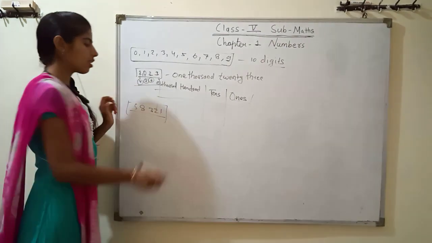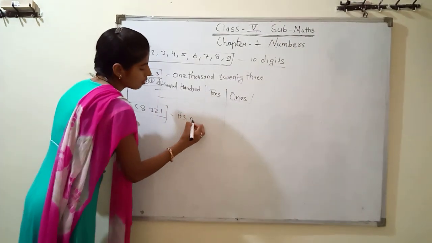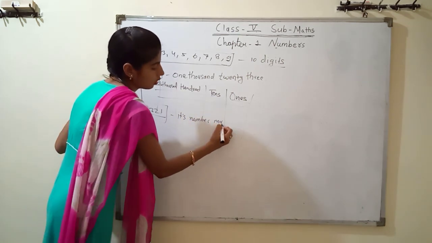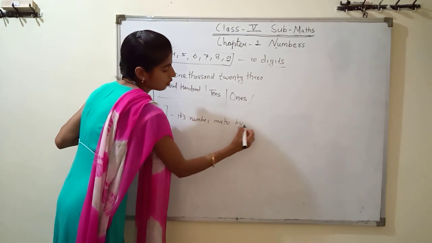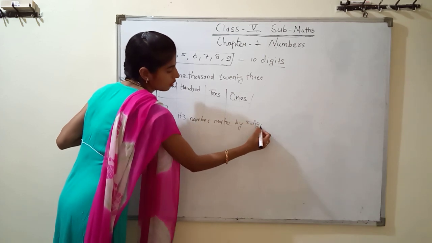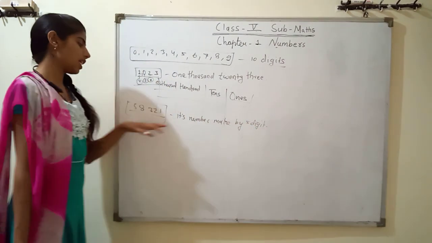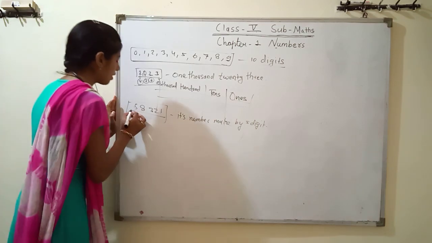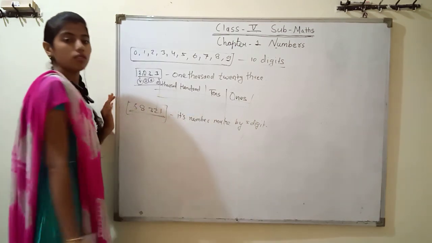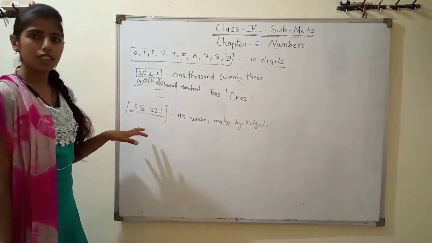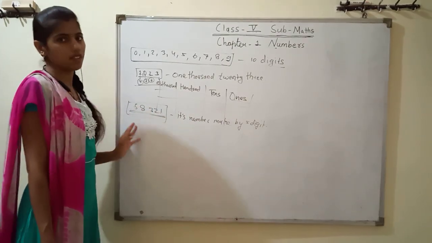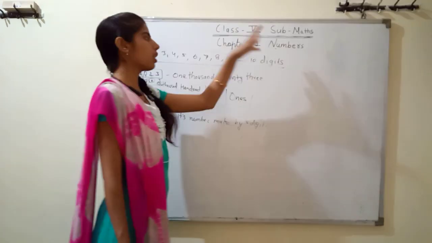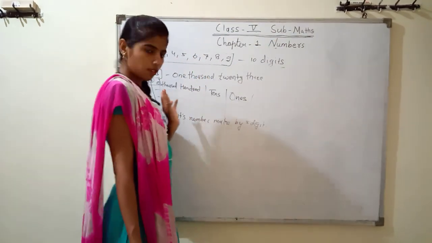Then we can say this number is made by 5 digits. Then we can say it's a 5 digit number. How do we read this? You already read this in 4th class, but now it's revision time. In 5th class, your chapter number 1 is your revision, a recall of your class 4th.